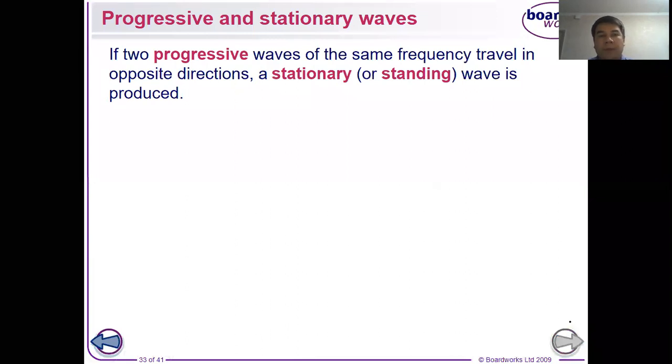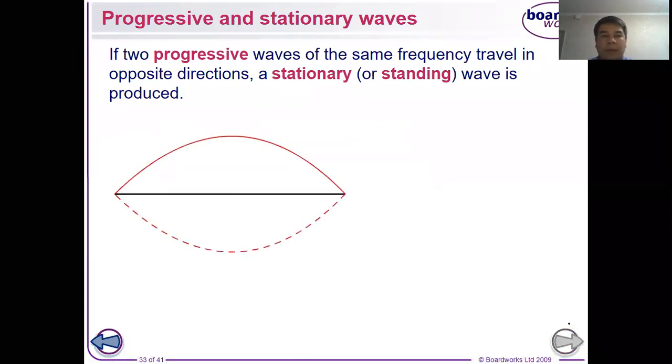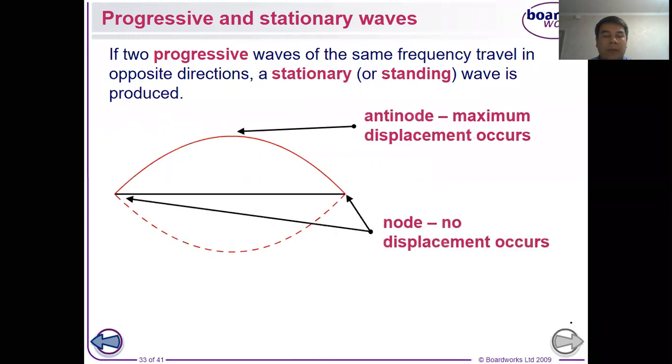When we first speak about stationary waves, we have the terms progressive and stationary waves. If two progressive waves of the same frequency travel in opposite directions, a stationary or standing wave is produced. Here we may see our first wave, wave A and wave B. They are traveling in opposite directions, one on the positive side, another on the negative side.